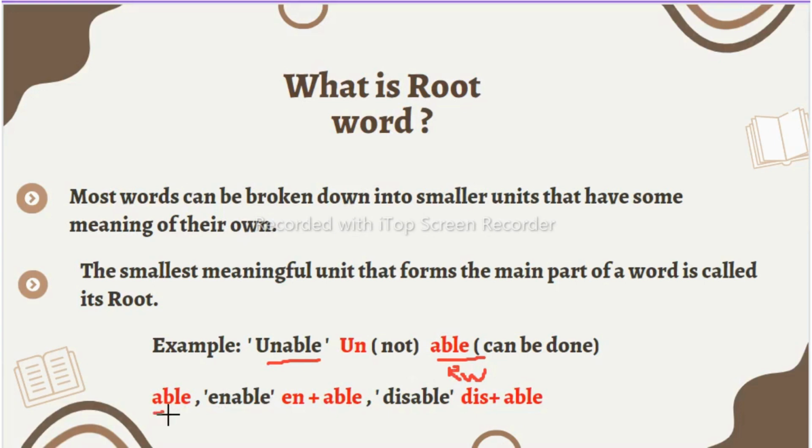By taking this root word able, we can make several words. For example, I made two words here by adding en, which is a prefix. By adding en to this able, we can make it enable, and by adding dis, which is also a prefix, to this able, we can make it disable. So here students, many English words are formed by combining basic words with various prefixes and suffixes. A root word is a fundamental word to which affixes, which means prefixes and suffixes, are added to form a new word. So here you can see, with this root word we have added a suffix and we make a new word here.